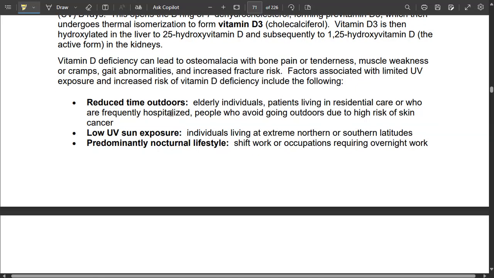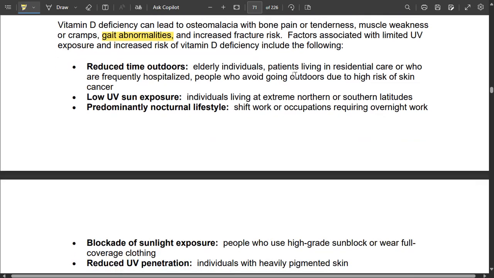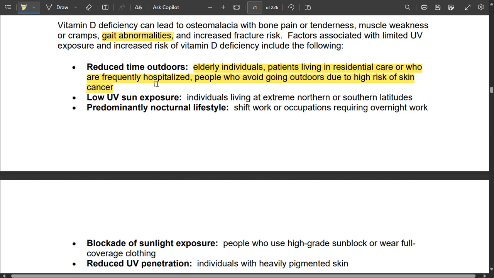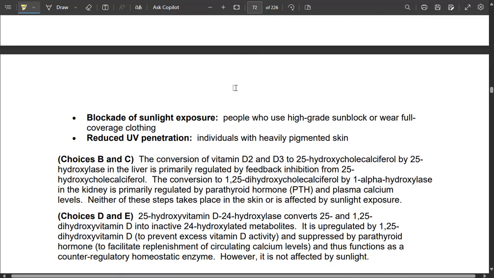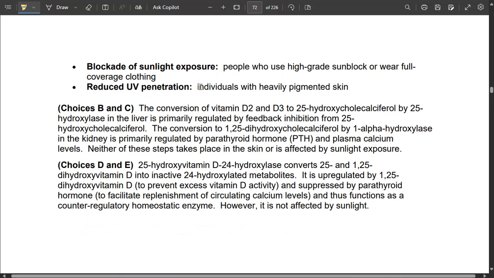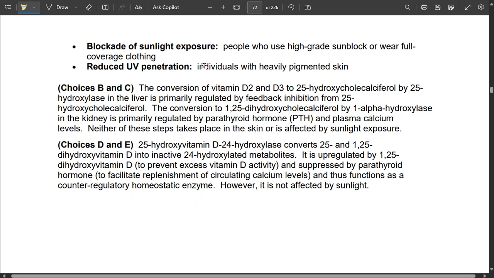Vitamin D deficiency leads to osteomalacia with bone pain or tenderness, muscle weakness or cramps, gait abnormalities, and increased fracture risk. Risk factors associated with limited UV exposure and increased risk of vitamin D deficiency are the following. Reduced time outdoors in elderly individuals, patients living in residential care or who are frequently hospitalized, people who avoid going outside due to high risk of skin cancer, low sun exposure, living at extreme northern and southern latitudes, nocturnal lifestyle such as shift work or occupations requiring overnight work, blockade of sunlight by sunblock creams and clothing, and reduced UV penetration in individuals with heavily pigmented skin.